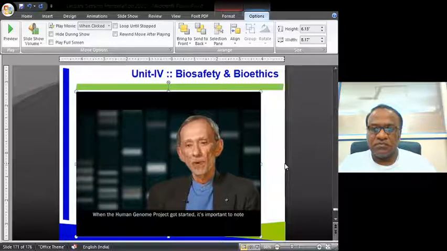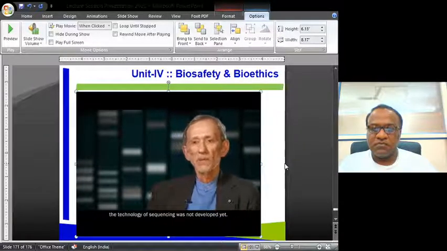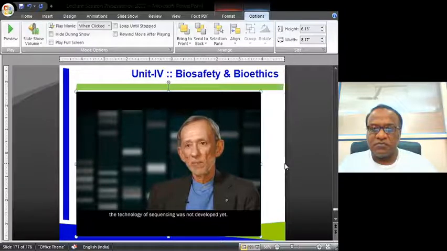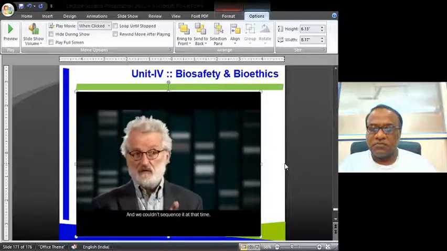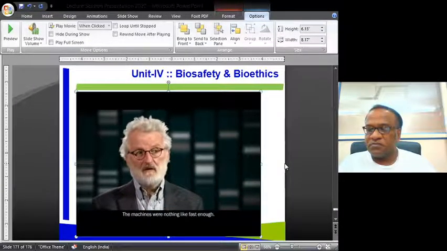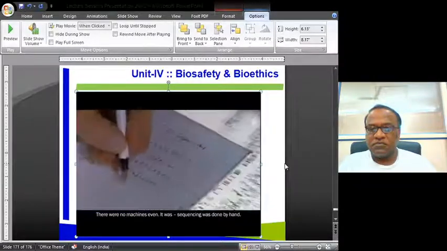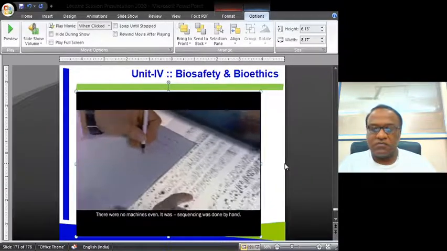When the Human Genome Project was started, it's important to note the technology of sequencing was not developed yet. So it's, in a sense, a project that was launched with a wing and a prayer. We couldn't sequence it at that time. The machines were nothing like fast enough. There were no machines even. Sequencing was done by hand.